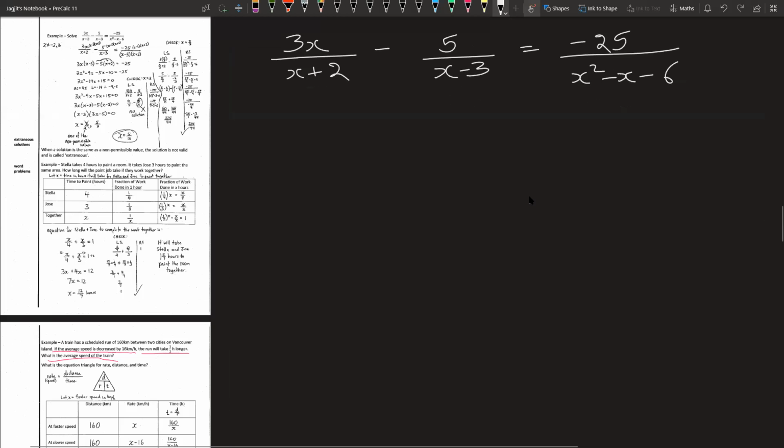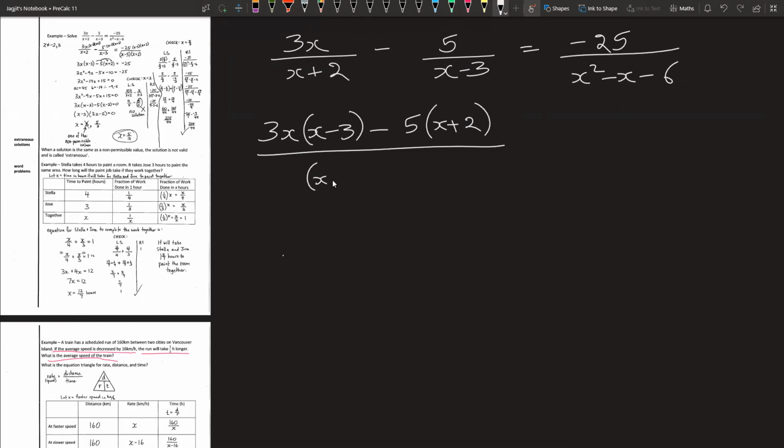All right, guys, let's have a look. So what I'm going to do is first focus just on the left-hand side. We need a common denominator for that. So how do we do that? Well, the common denominator will be x plus 2 and x minus 3. What's the 3x term missing? It's missing x minus 3, right? So you're going to take 3x and multiply this with x minus 3. This term right here is missing x plus 2, so you're going to cross multiply x plus 2. And now your common denominator is going to be x plus 2 times x minus 3.